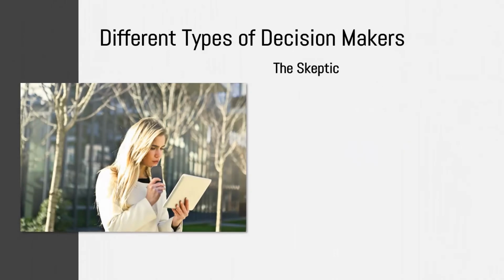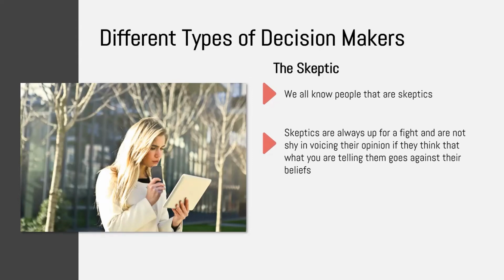The skeptic. We all know people that are skeptics. They are just naturally suspicious and will not take on board any information that does not fit with the way that they see the world. To combat this, you must show that the information you are presenting comes from sources that the skeptic considers credible. Skeptics are always up for a fight and are not shy in voicing their opinion if they think that what you are telling them goes against their beliefs.